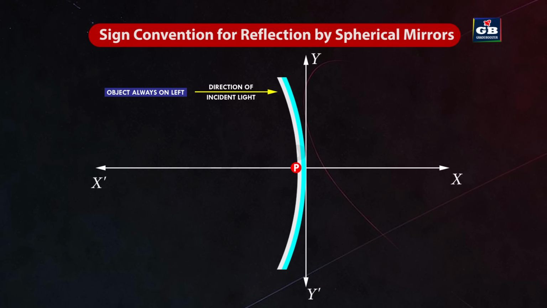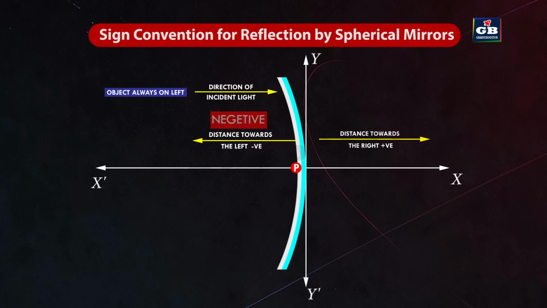Direction of measurement. All distances measured to the right of the origin along the positive x-axis are considered positive, while those measured to the left of the origin along the negative x-axis are considered negative. This helps in determining the position of the object and image relative to the mirror.